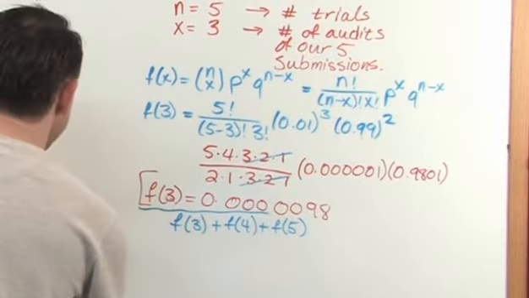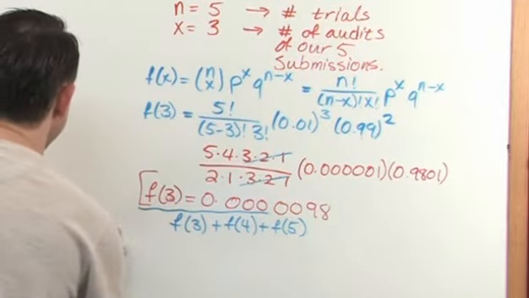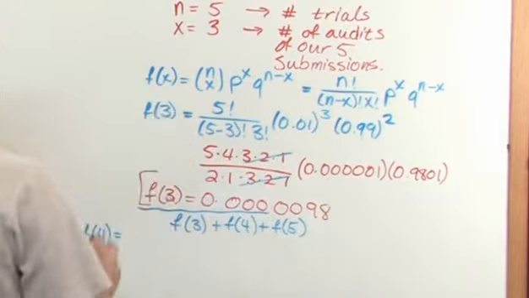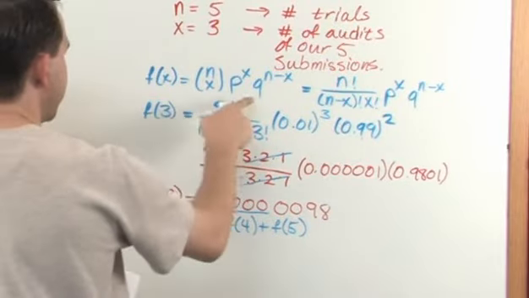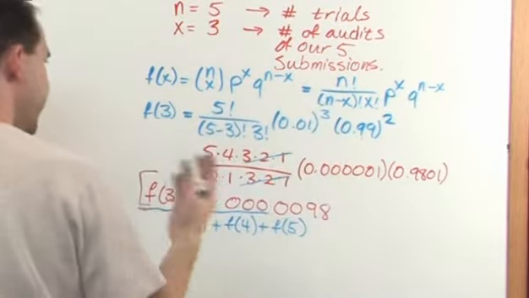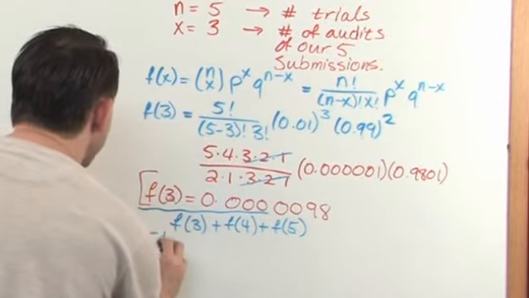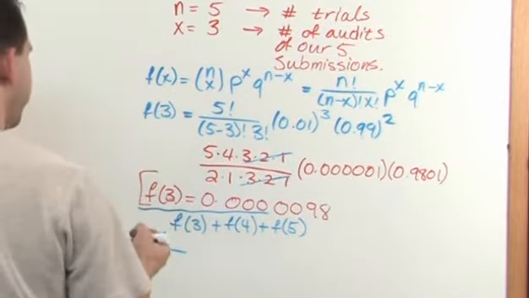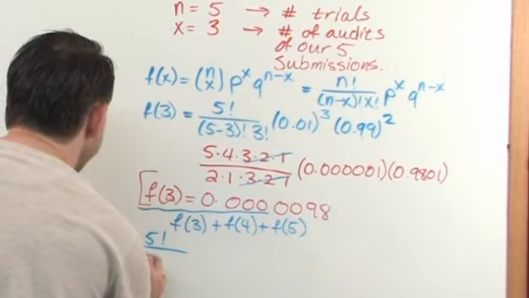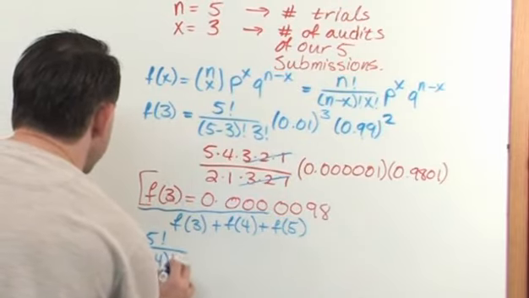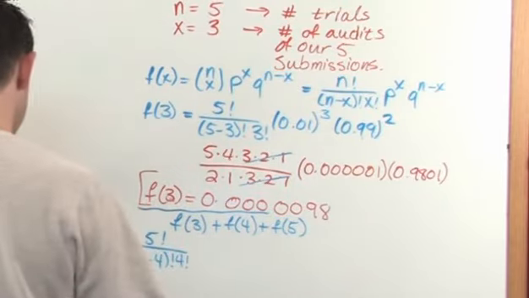So the probability of 4 people getting audited, just following the formula here, n is still going to be 5, so it's 5 factorial, but now it's 4 people that I'm trying to see are getting audited, so it's going to be 5 minus 4 factorial times 4 factorial.